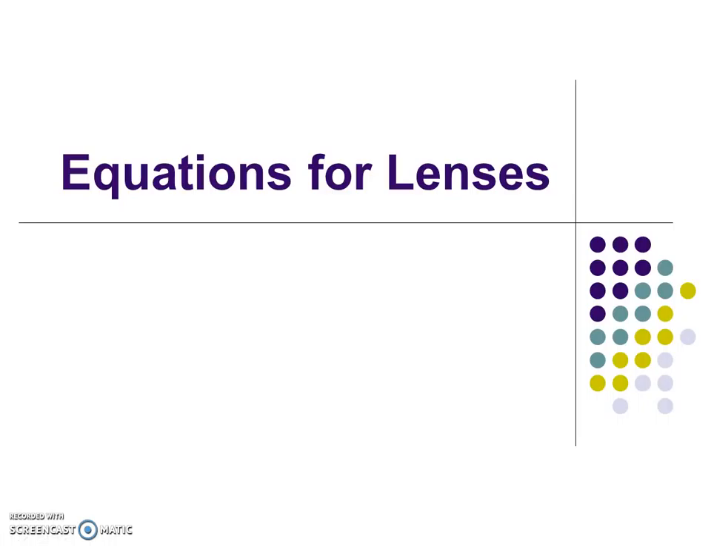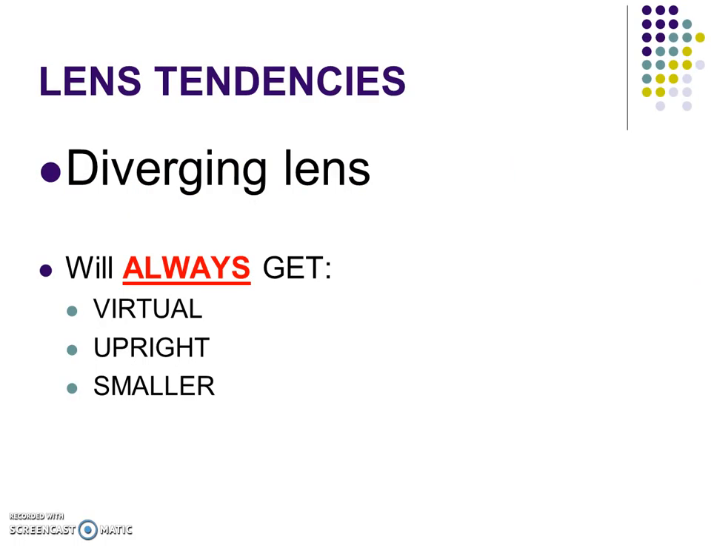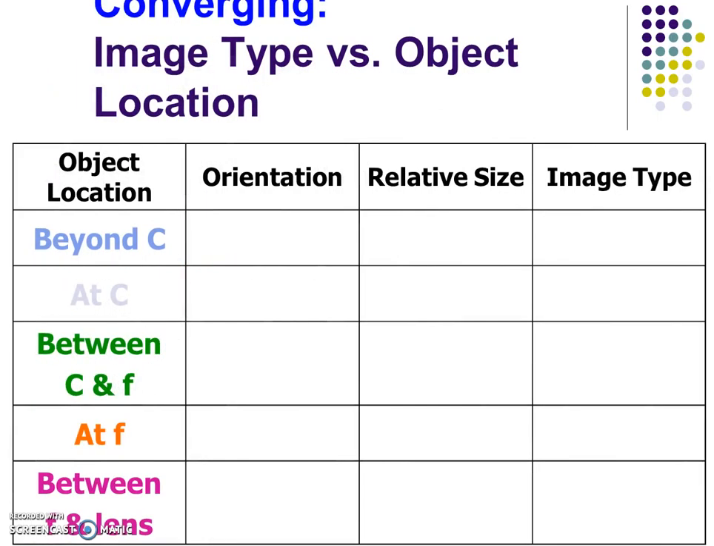All right, we can do ray diagrams for lenses. Now let's get our lens equations. You're going to see a lot of similarities from what you did with your mirrors. But let's take a look at some tendencies. If it's a diverging lens, we'll always get virtual, upright, smaller. But with a converging lens, we know it changes.